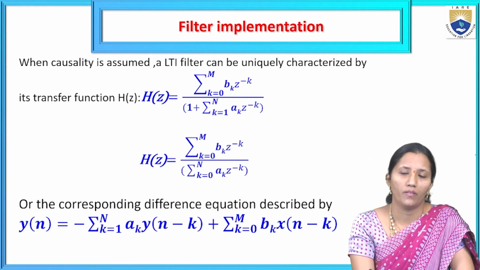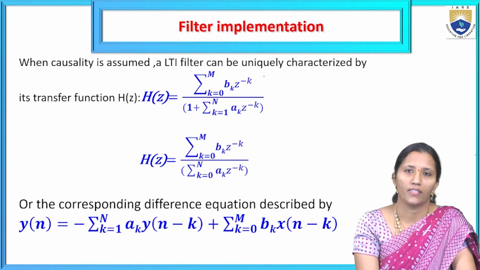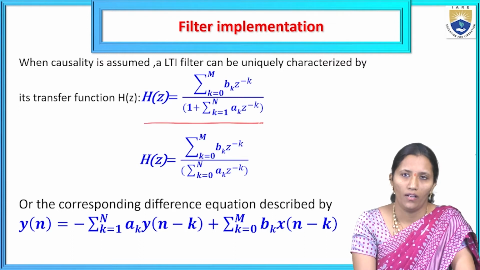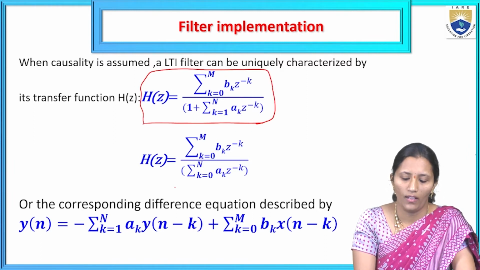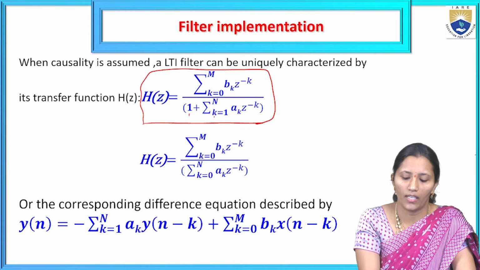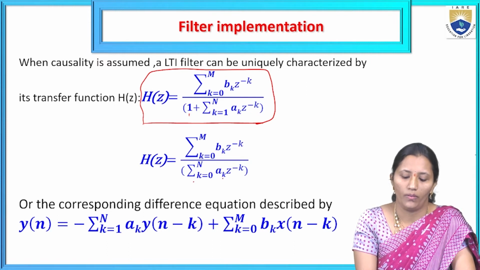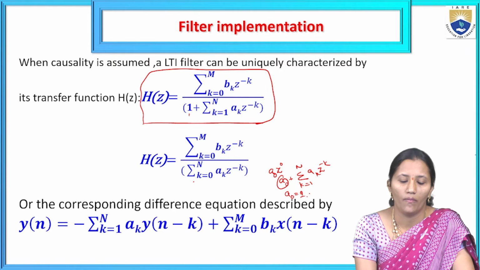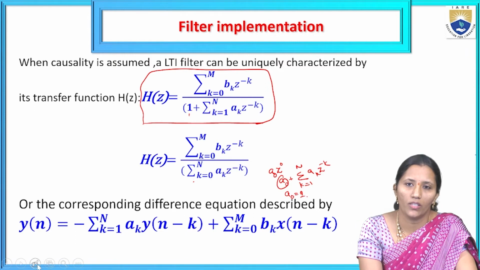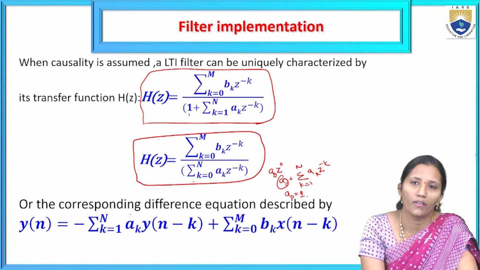So when causality is assumed, an LTI filter can be uniquely characterized by its transfer function H(z). We already discussed and derived the transfer function of the LTI filter. We can write 1 plus the sum from k equals 1 to n of a_k z to the power minus k as the sum from k equals 0 to n of a_k z to the power minus k. If k is equal to 0, then a to the power 0, z to the power 0, so a naught plus the sum from k equals 1 to n of a_k z to the power minus k. This a naught we are going to take as 1. So this is the transfer function of the LTI filter we are going to get here.